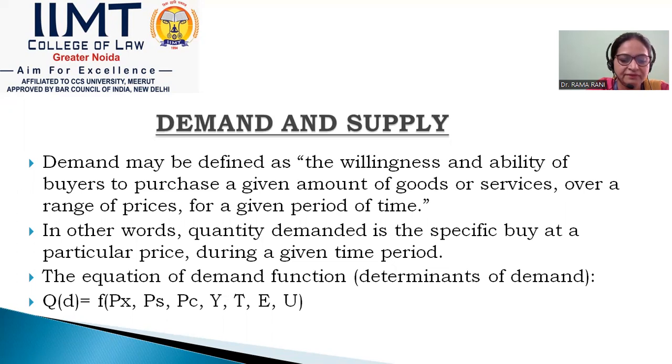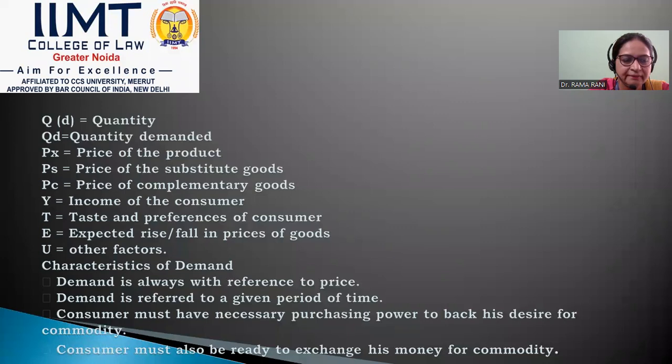The equation of the demand function, the determinants of demand: quantity demanded is a function of Px, Ps, Pc, Y, T, E, U. Qd means quantity demanded of any product by the consumer. Px is the price of the product. And Ps is the price of the substitute goods. Substitute goods are those goods where we can use another good in place of one.